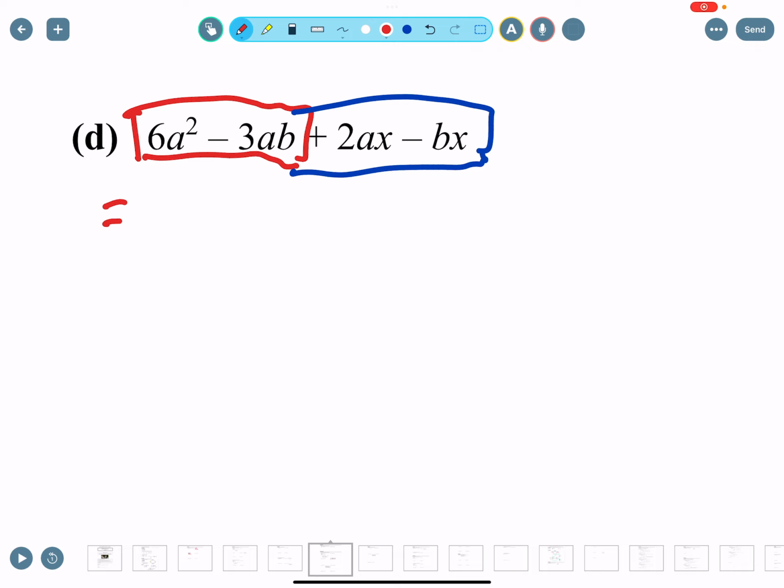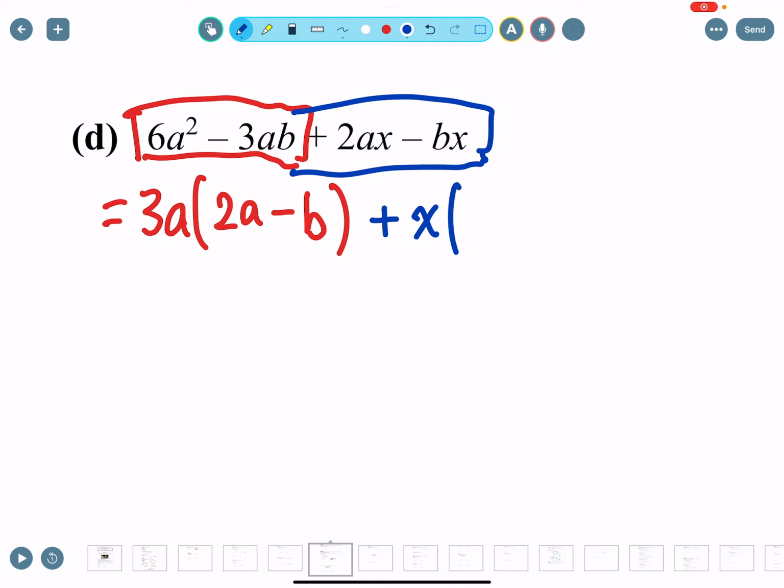Now from the red group, there's something in common, which is 3 and a. 6 divided by 3 is 2. You take 1a away from a squared, 1 is left. Minus 3 divided by 3 is 1. We don't really write 1 when there is something next to 1. So you take away 3a, b is left. Close the bracket here. Now for the blue part, plus, I'm going to take away x. That's the only thing in common. So I take away x, right? Therefore, 2a is left on the left one, minus b on the right one.